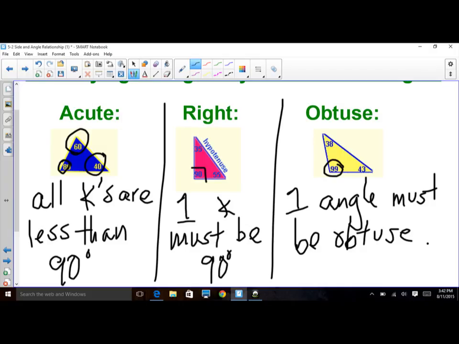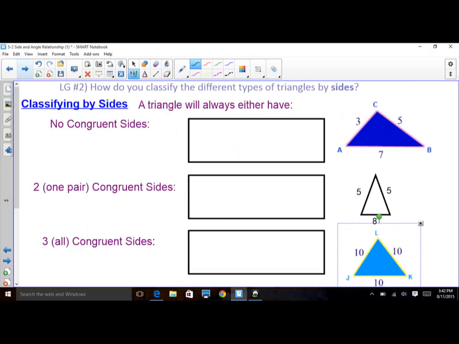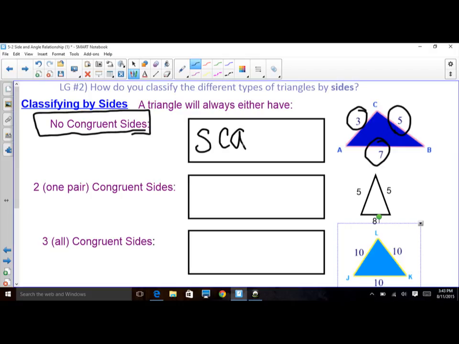Now let's take a look at how we can classify a triangle based on its side lengths. Just like in our angles case, we have three possible outcomes yet again. If we have no congruent sides, so that means all these side lengths have to be different lengths. In this case, they are 3, 5, and 7. We have what's called a scalene triangle.